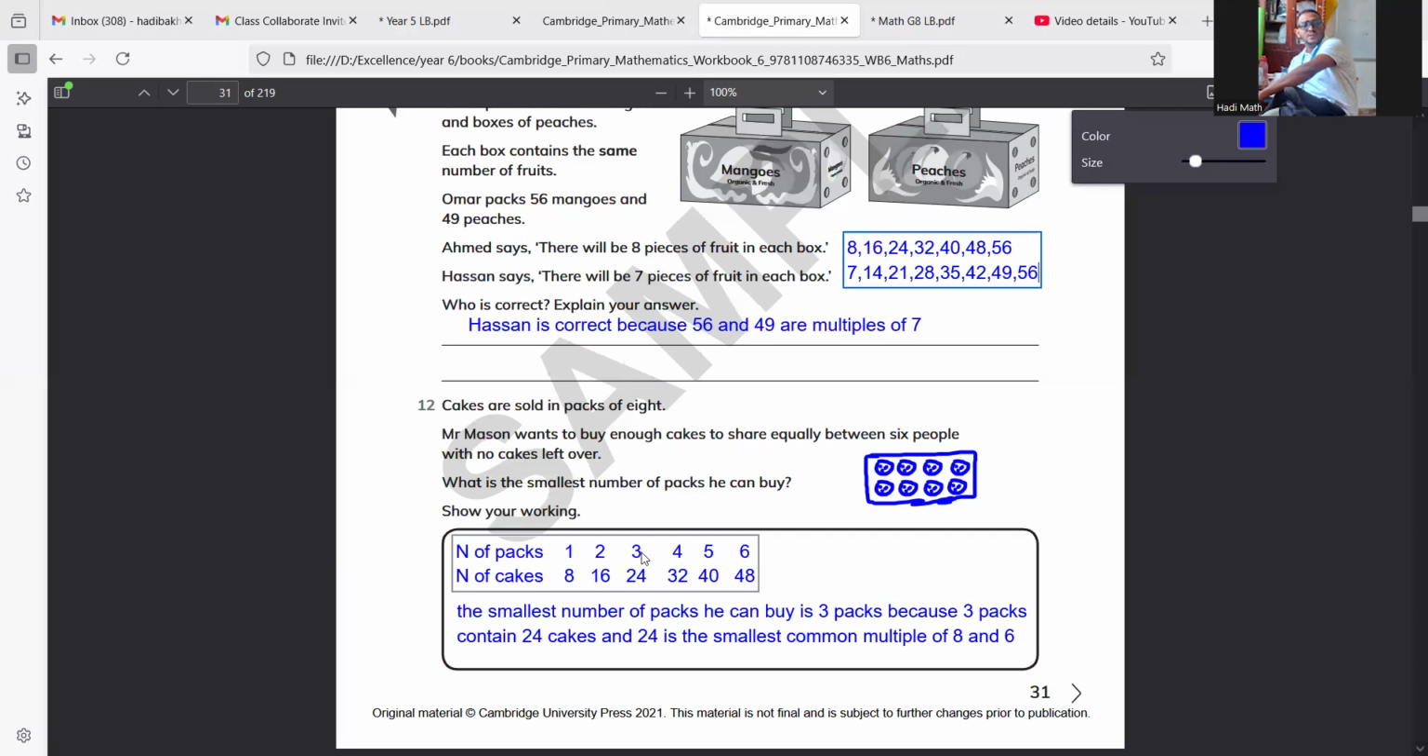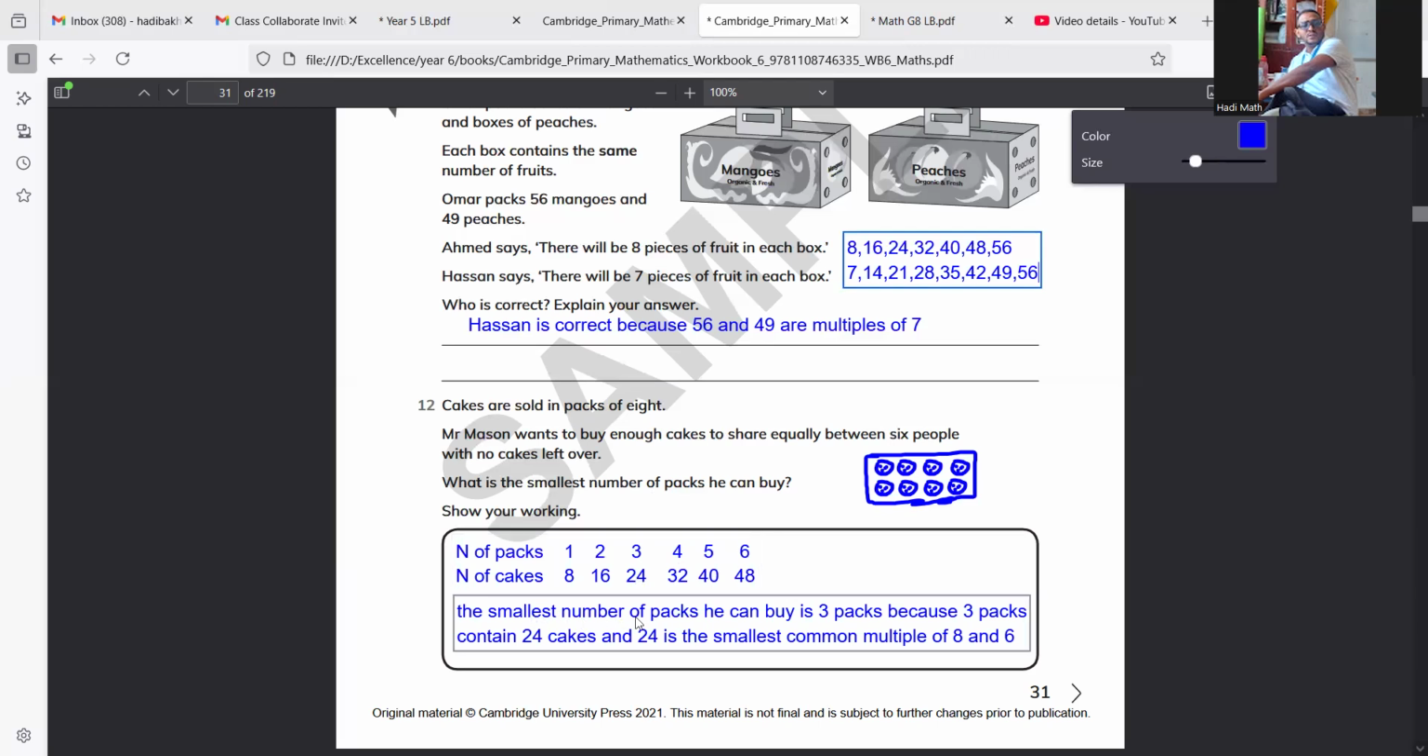If he bought 3 bags, it has 24 cakes. 24 cakes, if he divides by 6 people, everyone will take 4. So it will be equal, and there is no leftover. Yes, so 3 bags work. 4 bags, 32, you cannot divide by 6. 5 bags, 40, you cannot divide by 6 equally. 6 bags, 48, you can divide by 6. But we ask about the smallest number of bags he can buy. The smallest number is 3 bags, which contain 24. We can divide them equally.